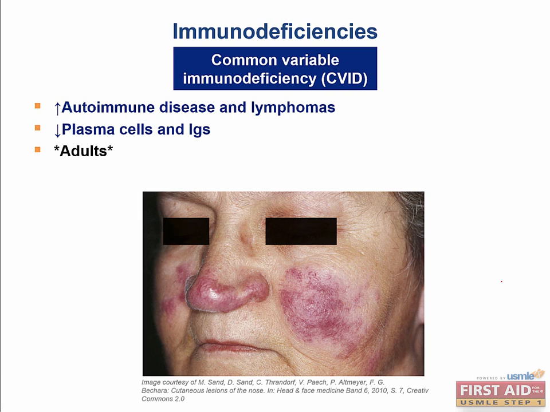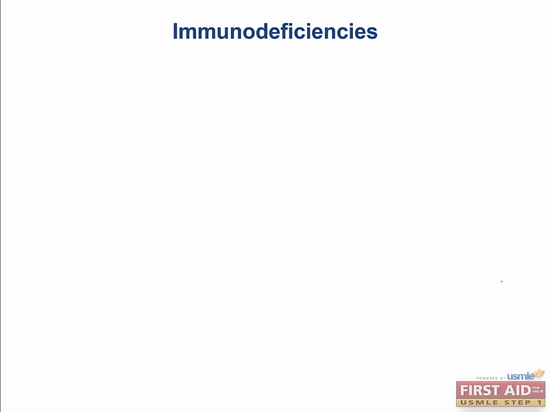Now, this condition has numerous causes, all of which converge on the common feature of defective B cell maturation. This results in a normal number of B cells, but a decrease in the mass of plasma cells and, consequently, immunoglobulins. Patients with CVID are at increased risk of autoimmune disease. You must remember that. And lymphoma, because all of their immune cells are disrupted without the normal cytokines released by normal immune cell populations. So remember that. All right.